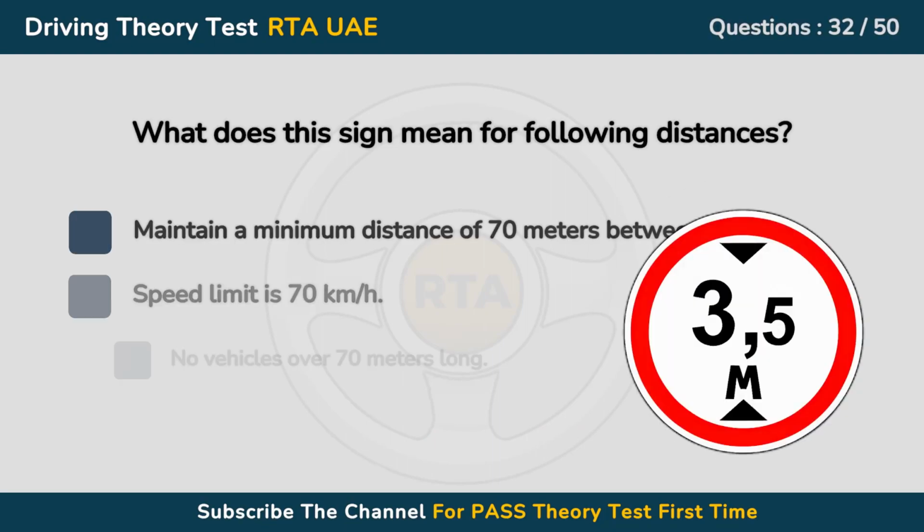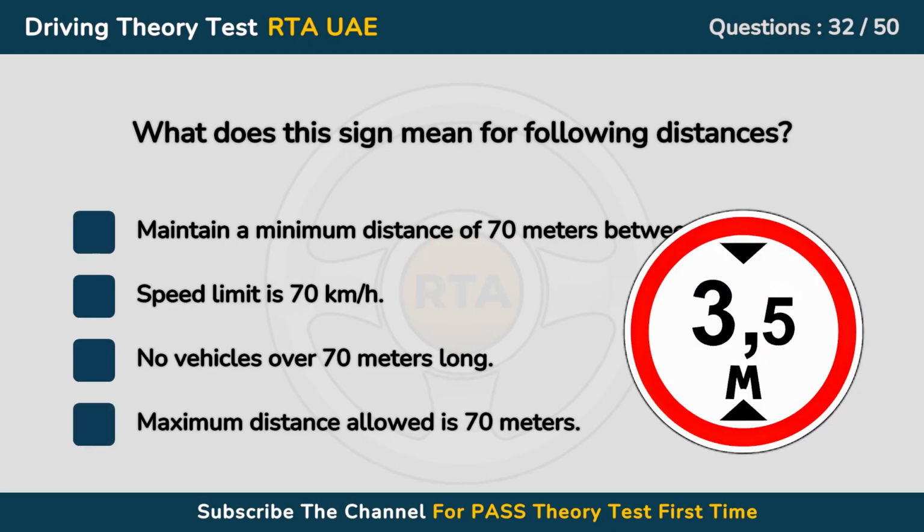Question 32. What does this sign mean for following distances? A. Maintain a minimum distance of 70 meters between vehicles. B. Speed limit is 70 kilometers per hour. C. No vehicles over 70 meters long. D. Maximum distance allowed is 70 meters.